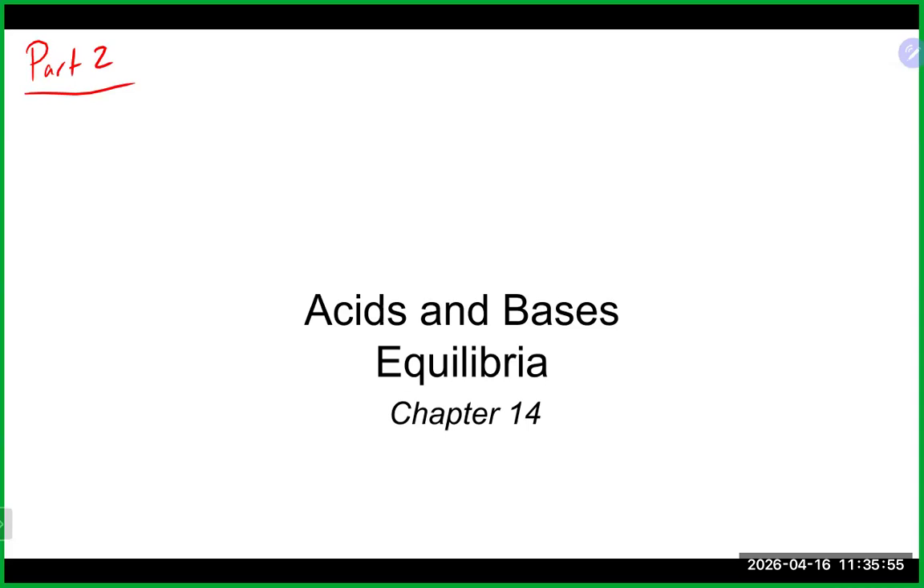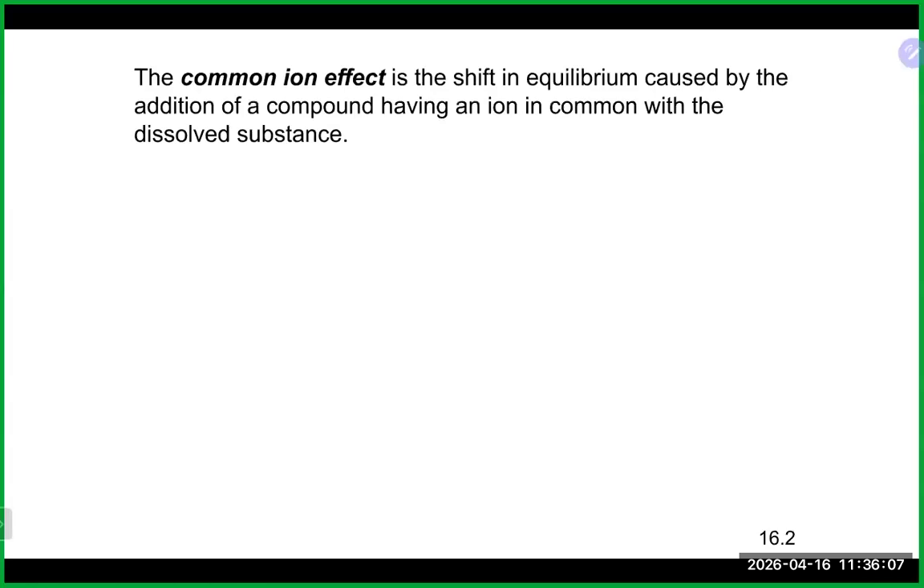All right, so we're going to talk really about acid and base equilibrium now that we've talked, obviously, in the first part about acids and bases. And one of the first things we're going to talk about is the common ion effect. The idea of the common ion effect is a really big principle in this part of the chapter, especially as we'll talk about buffers. A buffer is essentially the effect of a common ion effect.